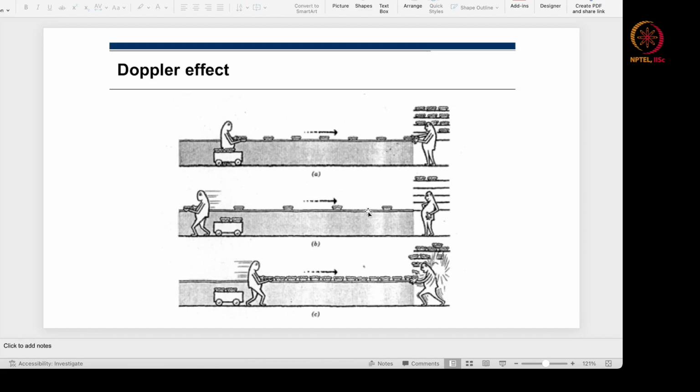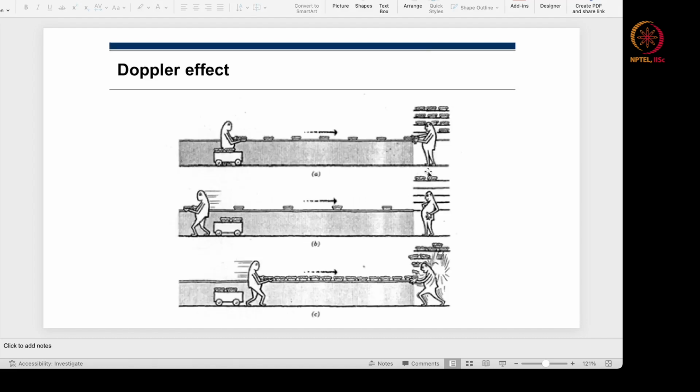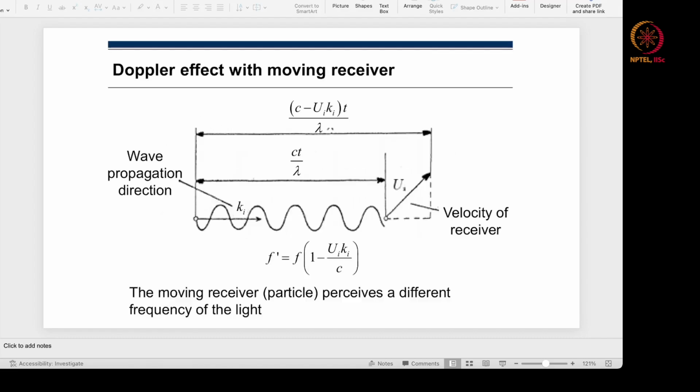So there is a change in frequency depending on the relative velocity of the transmitter. In this case, the transmitter is the guy throwing the cake and you are the receiver. This is something you knew, that the relative velocity changes a lot of stuff. Now, if we put it in a mathematical fashion, let's take the Doppler effect with a moving receiver. So you are the receiver, the guy who is receiving the cake.